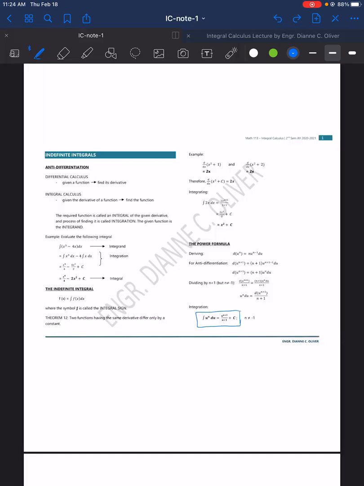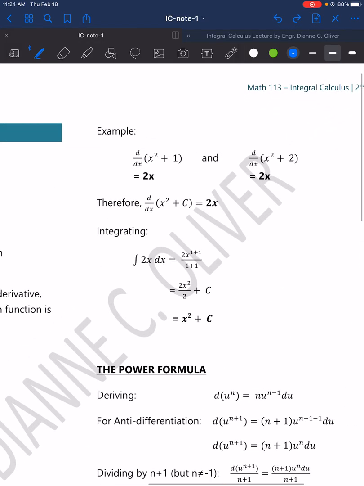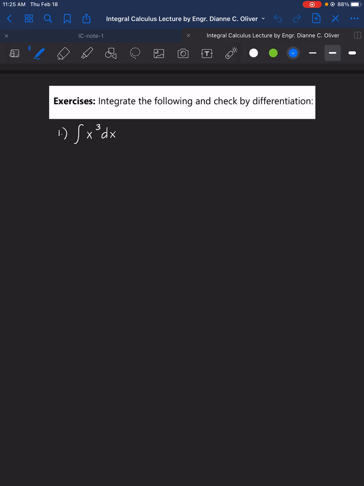If you notice, what we did here a while ago, when we solved for the derivative, we got the 2x, and then when we integrate 2x, we were able to arrive at the function. So meaning, for you to be able to say that your answer is correct in integration, you must be able to bring it back to the original function. So that's why we will check by differentiation.